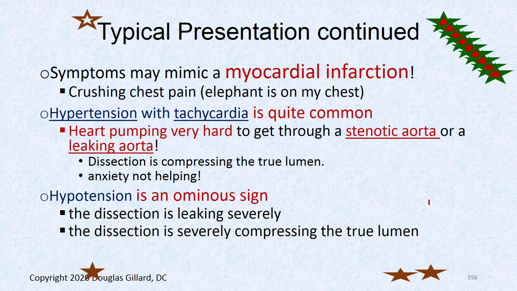They may be faked out. I mean, they might think they have a myocardial infarction. It's difficult to tell apart. You've got to get your troponin levels tested. Because classic myocardial infarction is like a crushing chest pain, like an elephant sitting on my chest. And hypertension is quite high, and with tachycardia, there's a beaver dam somewhere, and you're trying to push through that, so the heart is pushing fast. And hypotension is a really bad sign. That means the patient's probably leaking somewhere, and you better find out where quickly.